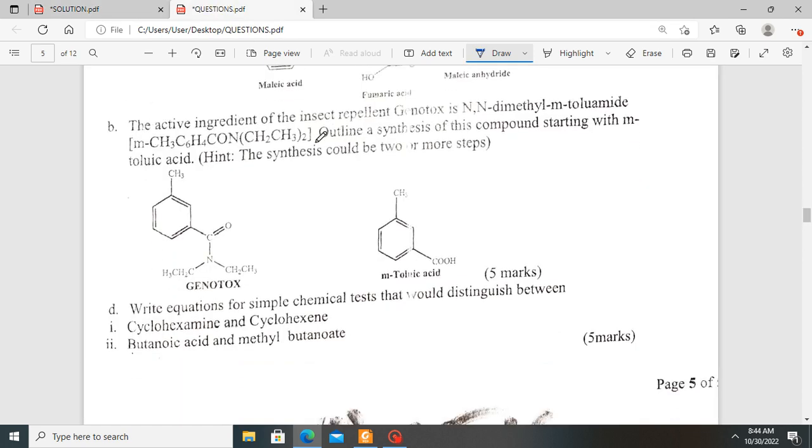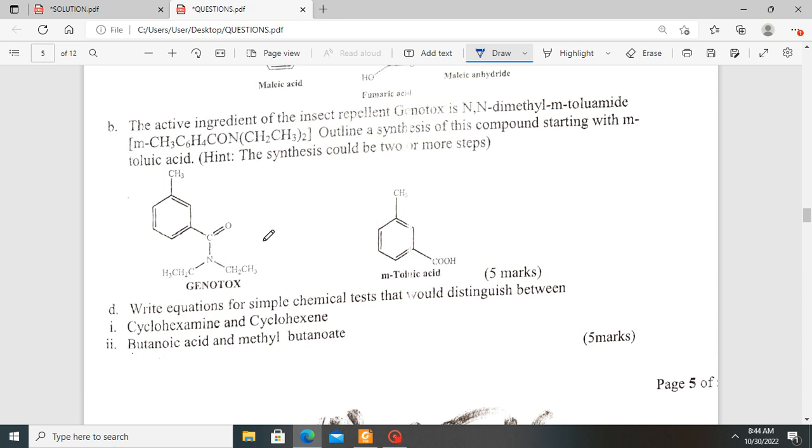The active ingredient of the insect repellent, I can't see the word, but Genotox, is N,N-dimethyl-m-toluamide. What is this? We are to outline a synthesis of this compound starting with m-toluic acid. This reaction can be more than 2 steps. We have this as the reagent, or let's say the repellent Genotox, and this is the starting material.